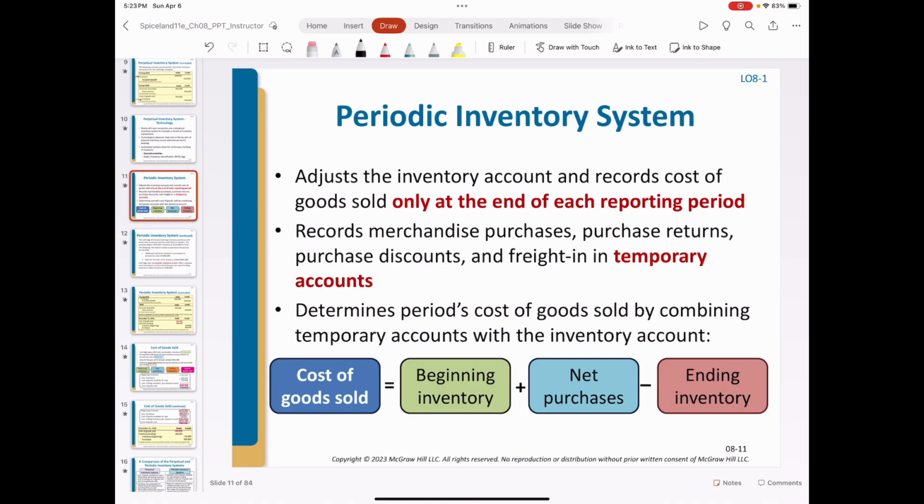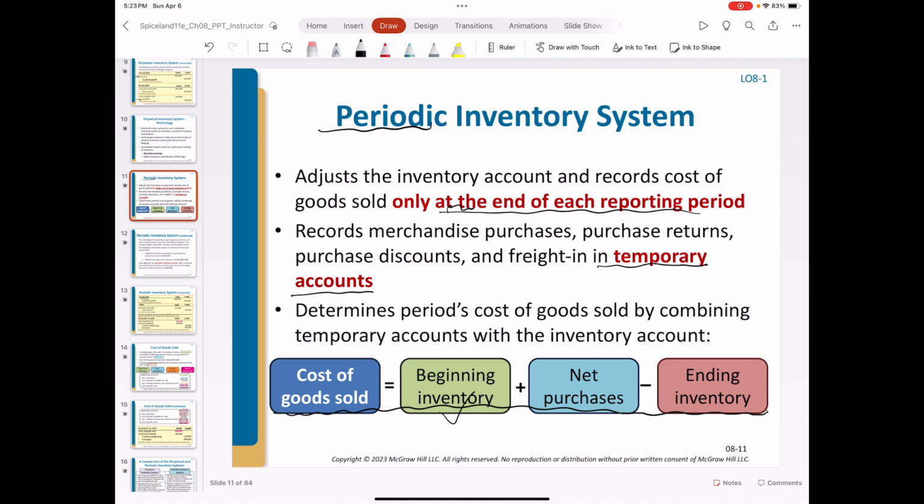Differently, what is a periodic inventory system? Since it is periodic, it means we only adjust inventory accounts once every accounting period. When? At the end of each accounting period. For the purchases, the sales, the returns, and any accounts related to inventory, we just set up temporary accounts. And finally, we can determine the ending balance of inventory or cost of sales based on this equation.